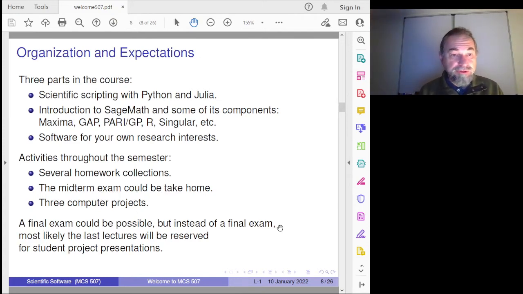The computer projects are most important, and I often learn a lot from your project presentations. So most likely the last lectures will be reserved for project presentations.